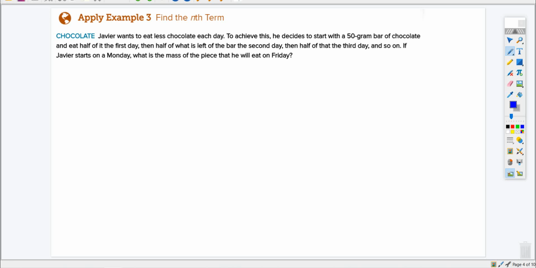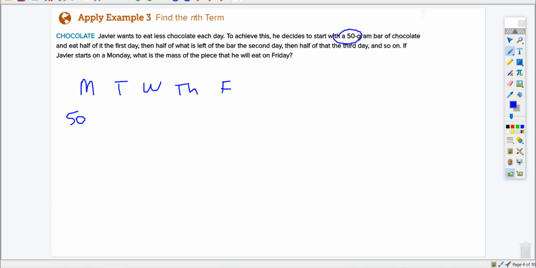So basically, let's put the dates. Monday, Tuesday, Wednesday, Thursday, Friday. Looks like we need first, second, third, fourth, and fifth. We will have a sequence with 5 terms, right? We start at 50. Okay, so he starts on a Monday. He starts with a 50-gram bar of chocolate and eats half of it in the first day. So we start with 50, right?